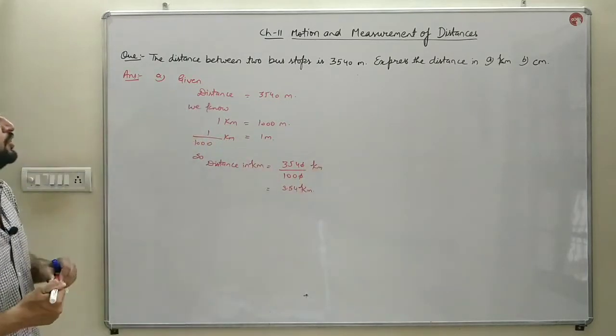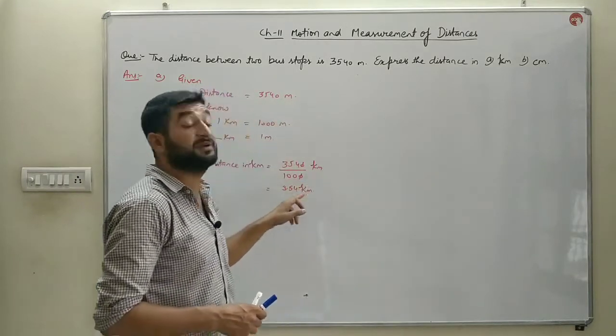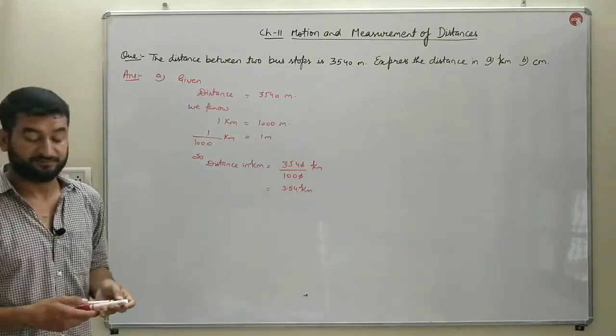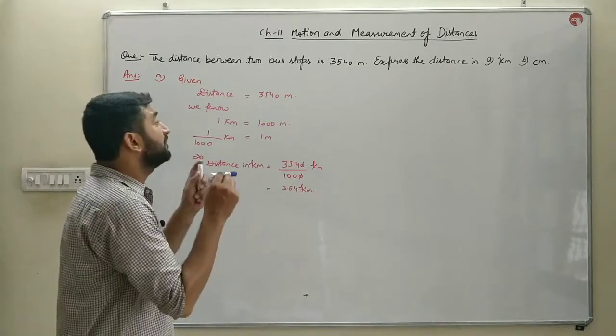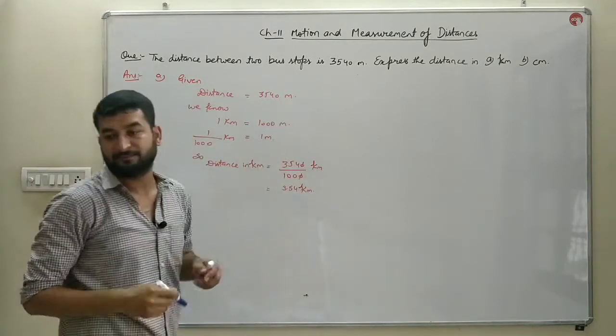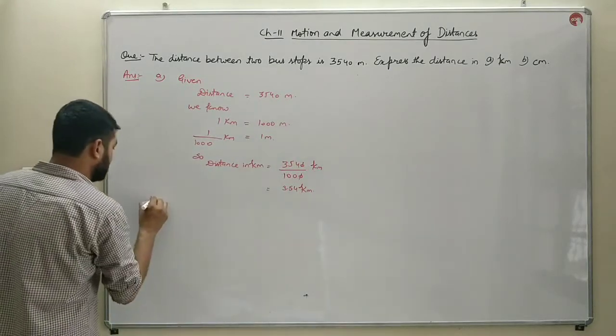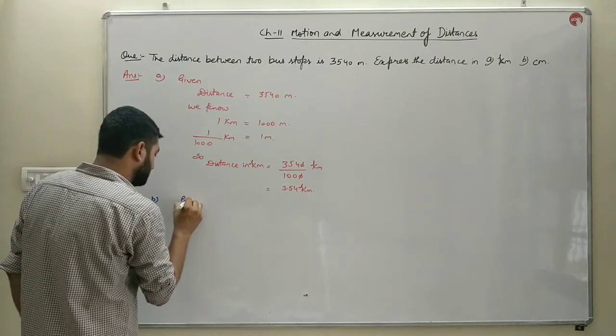So that's how you can convert a unit which is given in meters into a larger unit, that is kilometers. So if we are converting the smaller unit into the larger one, we are dividing it. It would be a submultiple. Next, B. What is given?